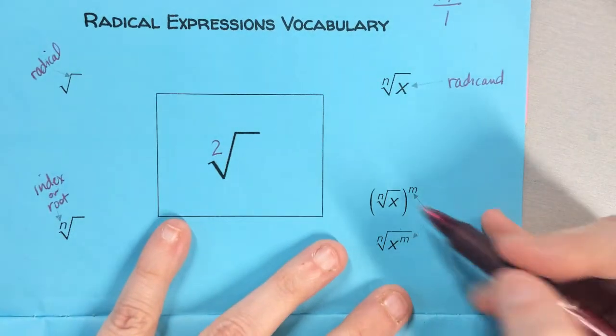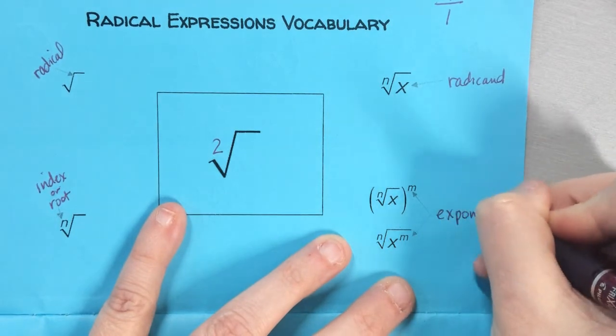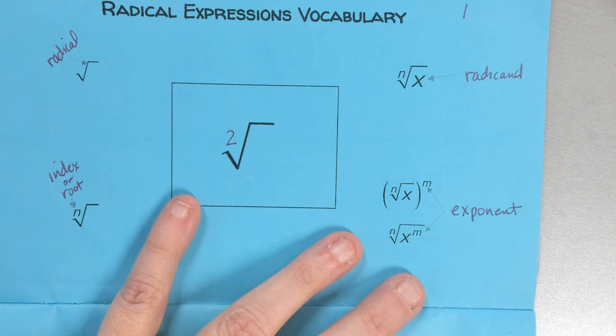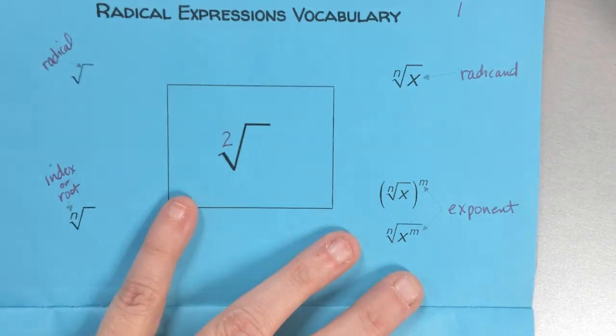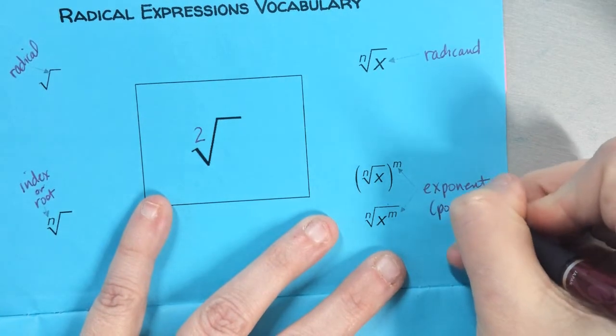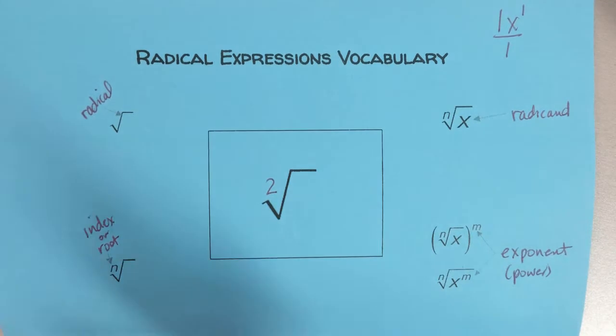Now sometimes you'll see an exponent. Well, that's still just called an exponent. I think it actually has another name, but that's okay. We're going to call it that, or the power. Yeah, or the power. Okay, so those are the parts of a radical, and those are the things we need to understand.